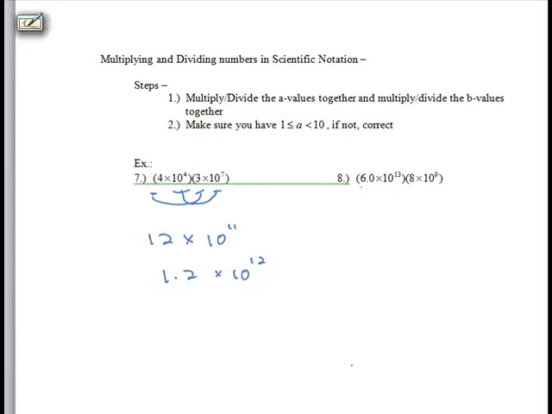Likewise, example 8, multiply these two numbers together, multiply their values for a. 6 and 8 gives us 48. Times 10 to the, multiply two powers with like bases, add their exponents, 10 to the 22nd power. Once again, since we multiply, their number out in front now is too large, so move the decimal place in between the 4 and 8. 4.8 times 10 to the 23rd power.